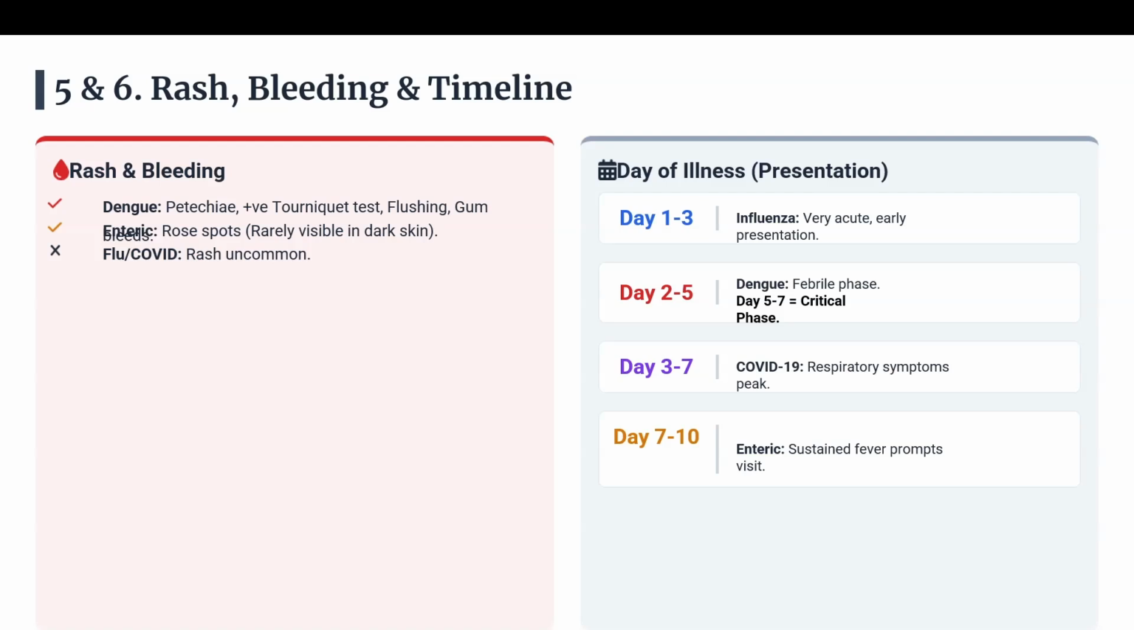Enteric fever, there will be rose spots, which are rarely visible on dark skin. It is usually found around day 6 to day 8. Flu or COVID, the rash is very uncommon.